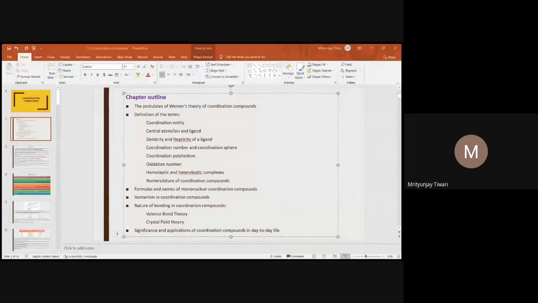Then we will talk about the nature of bonding in coordination compounds. We have seen valence bond theory in chemical bonding itself. For any organic or inorganic compound, we take the help of valence bond theory to find out the geometry. Similarly, we will also use valence bond theory to find out the geometry of coordination complexes. And later we'll see two types of complexes, high spin complexes and low spin complexes, based on the concepts of valence bond theory.